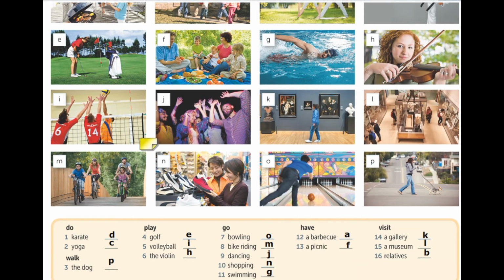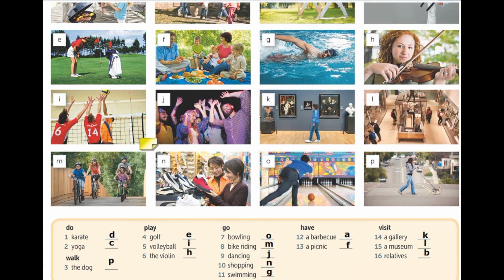Number 10, in letter N, you can see the two women here going shopping. That is buying things, right? Number 11, swimming. You say go swimming. In letter G, you can see the man there swimming, or he is going swimming, right?